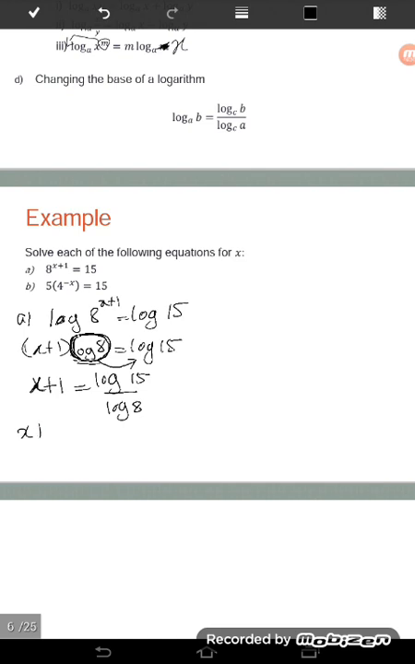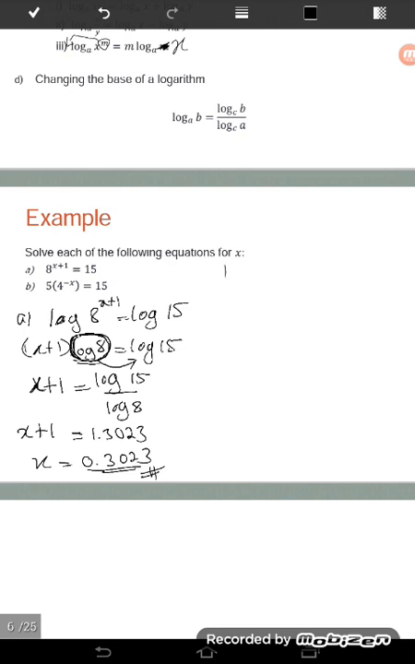So the answer is x plus 1 which is equal to 1.3023. Okay, so therefore x is 1.3023 minus 1 which is equal to 0.3023.